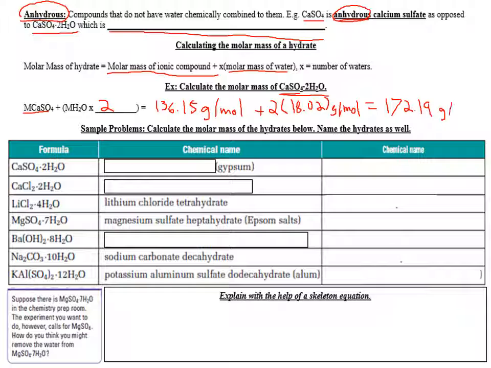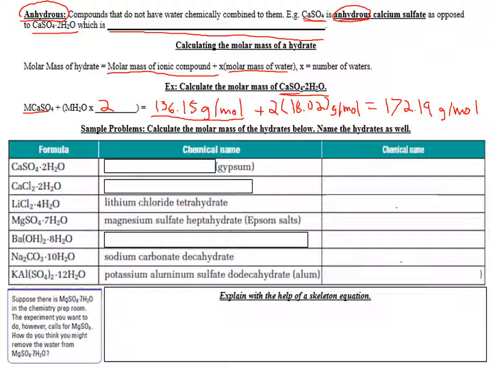water attached to it. The anhydrous, so if you just had the calcium sulfate, it would be lighter. It would be 136.15 grams per mole because you only have calcium sulfate. But when you attach 2 waters, now you have the molar mass of the 2 waters attached to it, and so that's what makes it a little bit heavier.